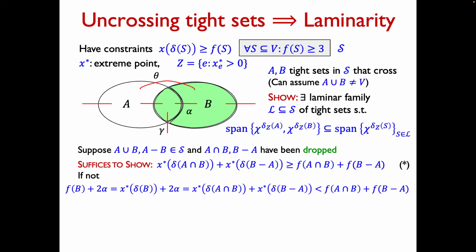Now let's see how this can hold. F of A intersect B and f of B minus A are dropped sets, so their values are at most 2. So the right hand side is strictly smaller than 4. So the only way this can hold is if f of B is 3, because there's a strict inequality there. So the only option is f of B is equal to 3, and f of A intersect B and f of B minus A are equal to 2.